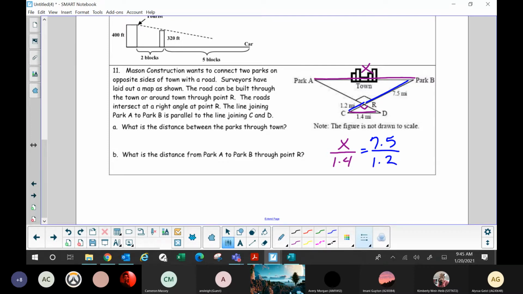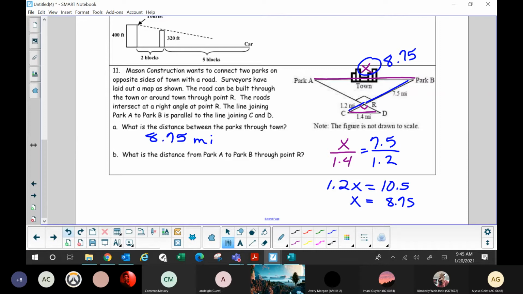When you cross multiply, you get 1.2x equals 7.5 times 1.4, which gives you 10.5. Then you divide by 1.2, and x is 8.75. So that tells you this is 8.75, and that's miles.